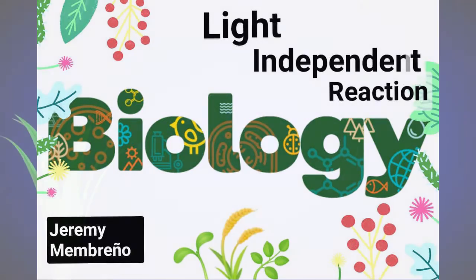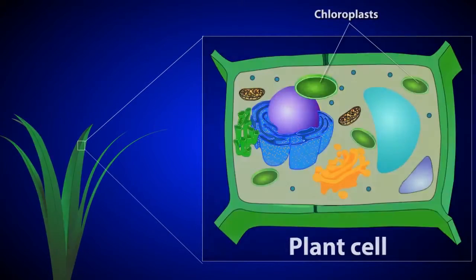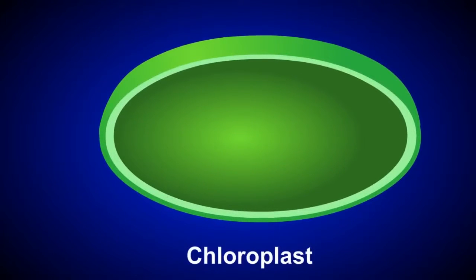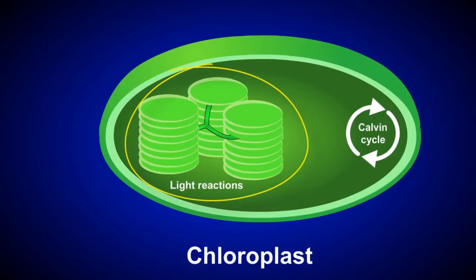The leaf of this plant has cells that carry out photosynthesis. If we zoom in on this photosynthetic plant cell, we can see the chloroplast, where the reaction of photosynthesis occurs. Photosynthesis consists of two primary steps, the light reaction and the Calvin cycle reaction. In this tutorial, we'll focus exclusively on the light reaction.